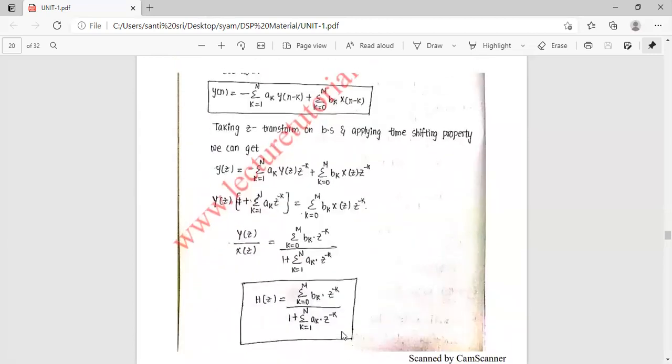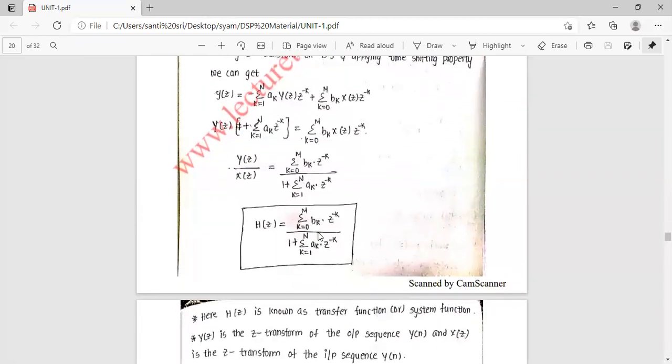Okay, or Y of z by X of z is equal to sigma k equal to 0 to m bk into z power minus k by 1 plus sigma k equal to 1 to n ak into z power minus k. Or Y of z by X of z, output by input, that is the response H of z, is equal to sigma k equal to 0 to m bk into z power minus k by 1 plus sigma k equal to 1 to n ak into z power minus k. So this is the system function. System function H of z is equal to sigma k equal to 0 to m bk into z power minus k by 1 plus sigma k equal to 1 to n ak into z power minus k.